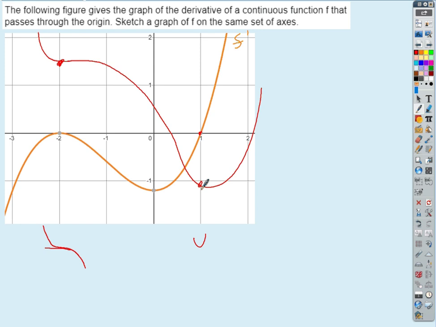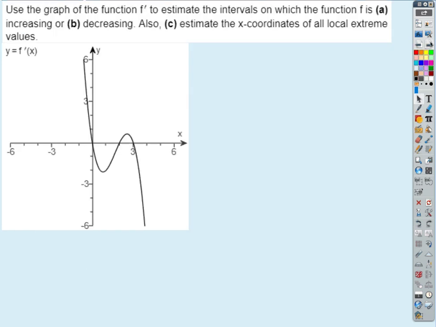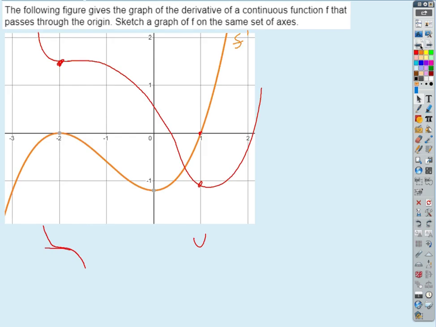Something like that, right? You get the idea. How about that one? Now I want you to estimate the intervals on which the function is increasing and decreasing, and also estimate the x-coordinates of all local extreme values. So one more thing on this.